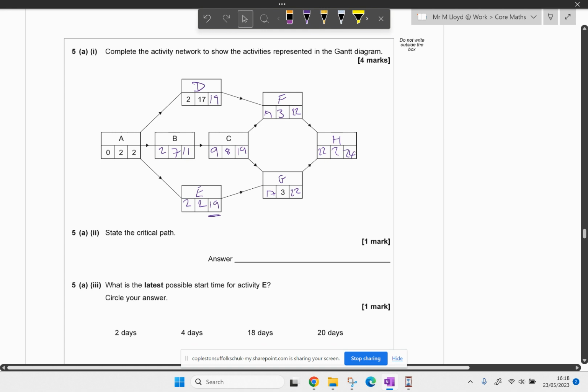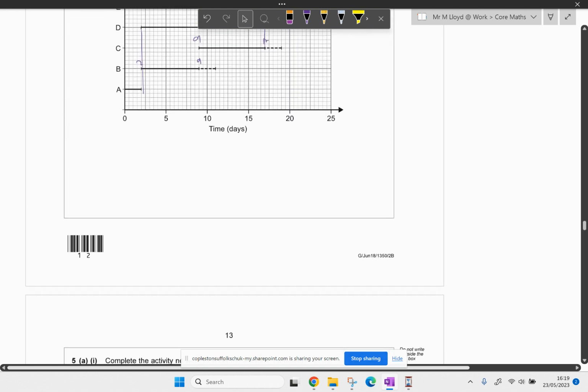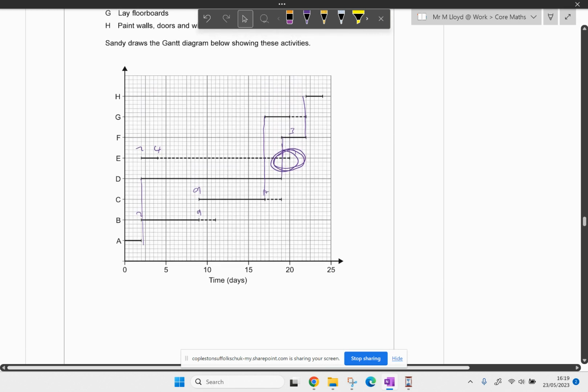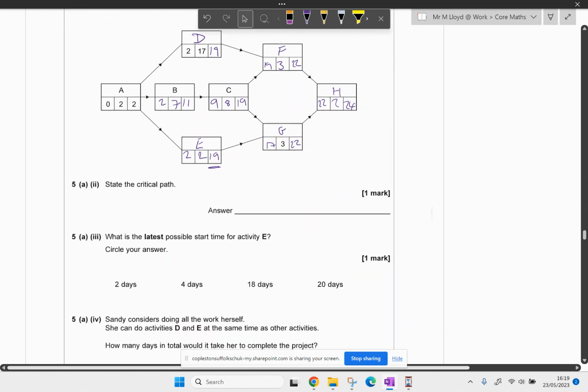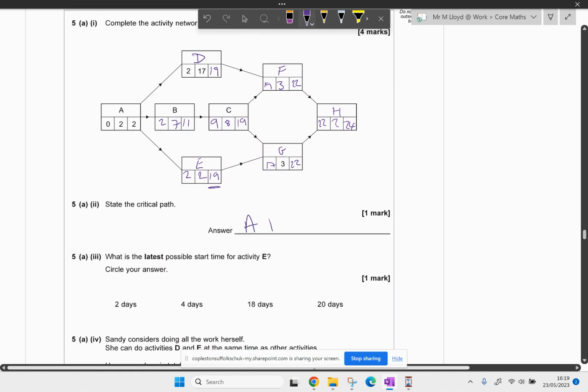Okay, state the critical path. So we're looking for areas that have got no float time, but actually we can do that more easily on the Gantt chart rather than working out float time. So we've got A to D to F to H, and we drew that earlier. So A, D, F, H. Okay, super.